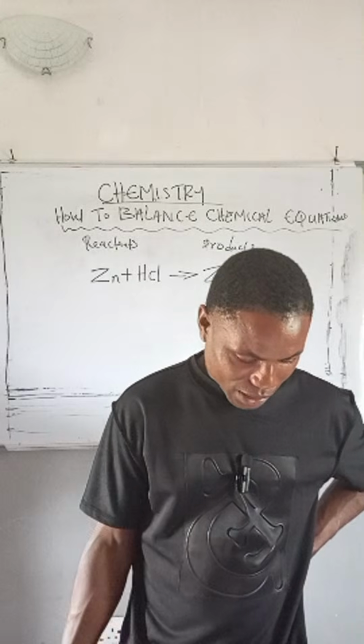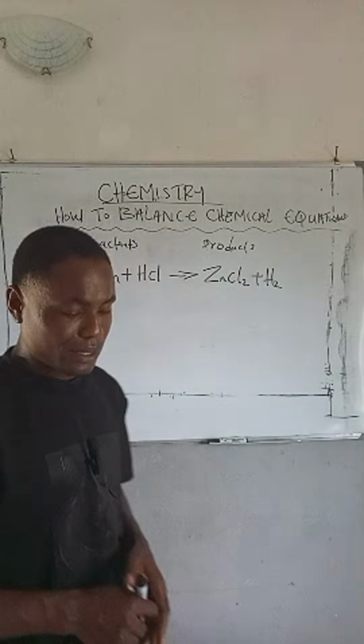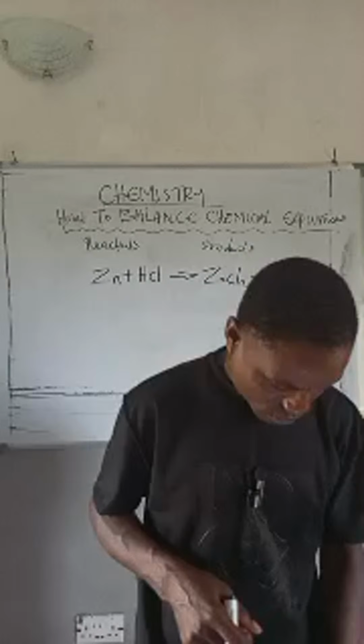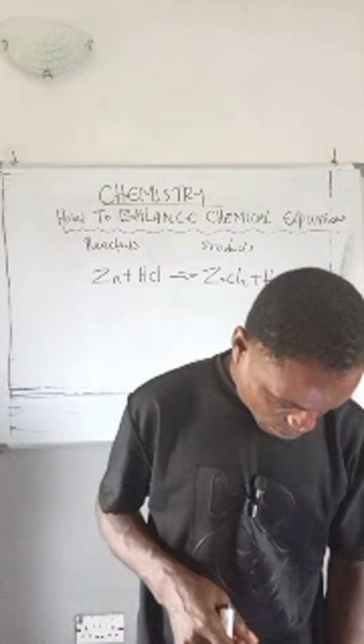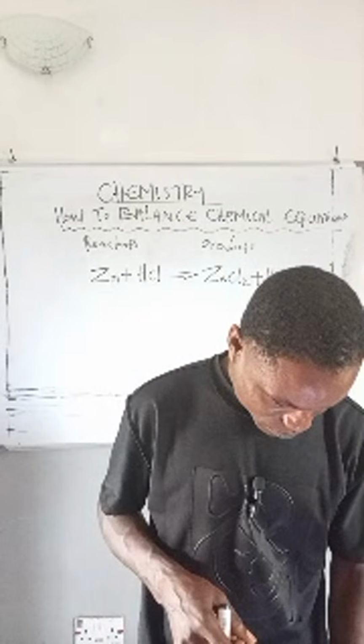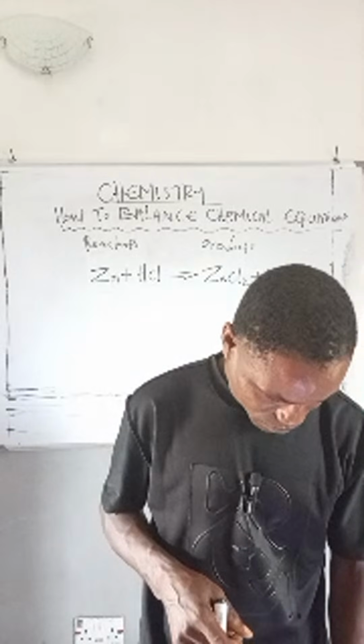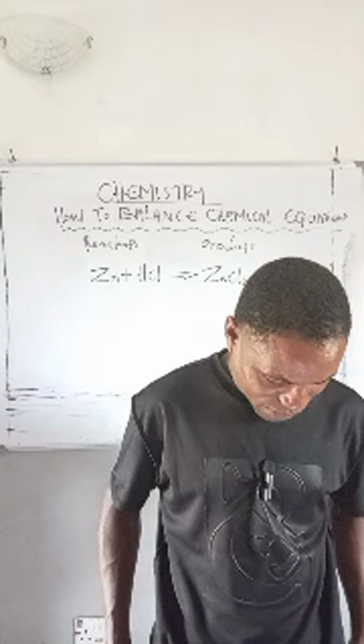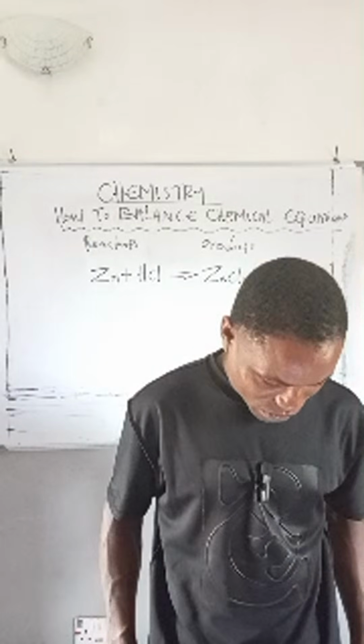I said something at first. The first equation we balance, I said something. I said before you start. No, this is not the first thing. This person is saying you check if they are balanced. No, no, no, no. This is not the first thing.